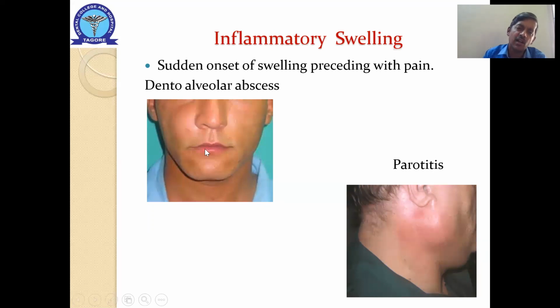This is a dentoalveolar abscess. Normally, the patient has a decayed tooth, attrited tooth, abraded tooth or non-vital tooth, which will produce a dentoalveolar abscess. Then this is acute sialadenitis of the parotid gland. It shows swelling over the earlobe region, with slight elevation of the earlobe. It is a well-defined or ill-defined swelling in the preauricular region.